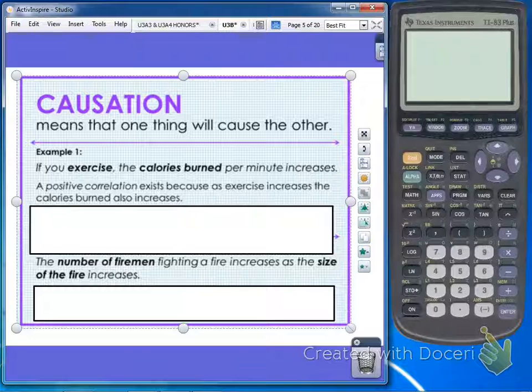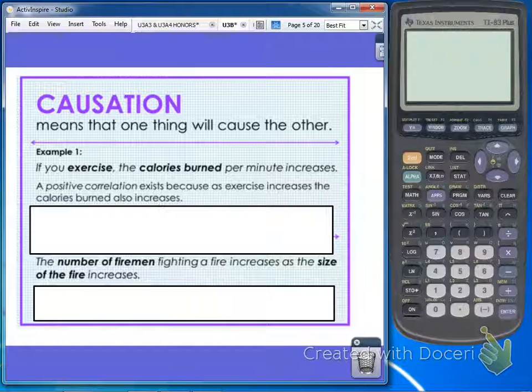So what about here? The number of firemen fighting a fire increases as the size of the fire increases. Correlation, right? Causation? Does the number of firemen fighting a fire increase as the fire increases? Is that a causation?